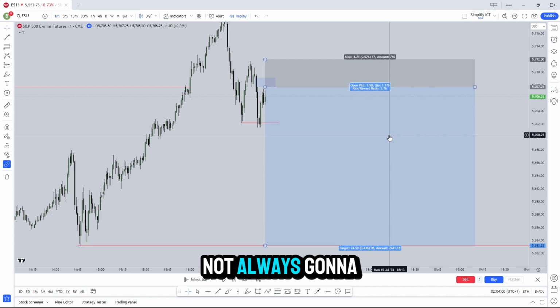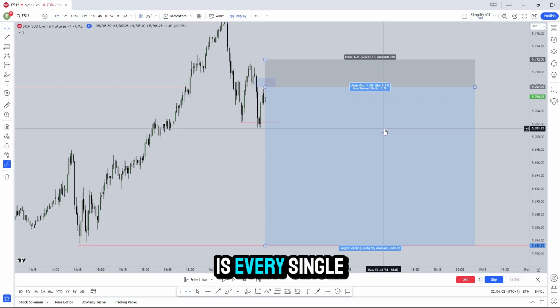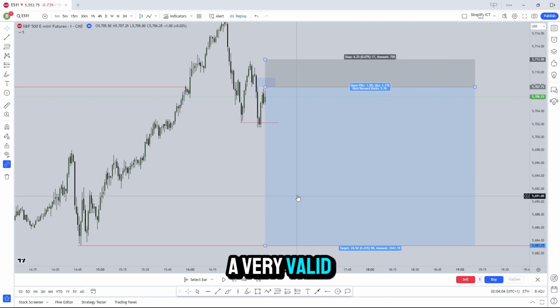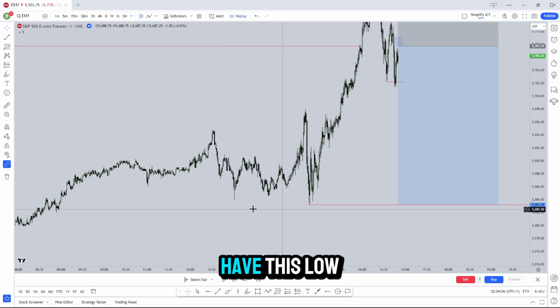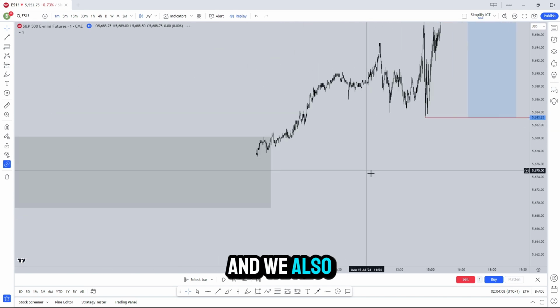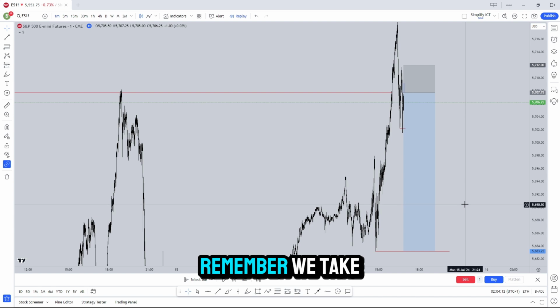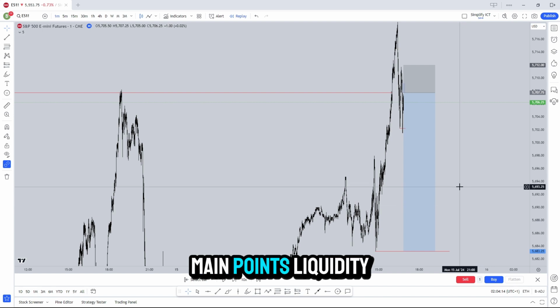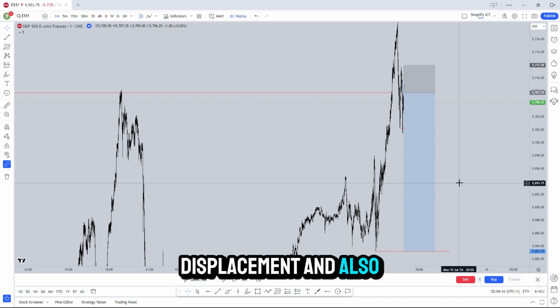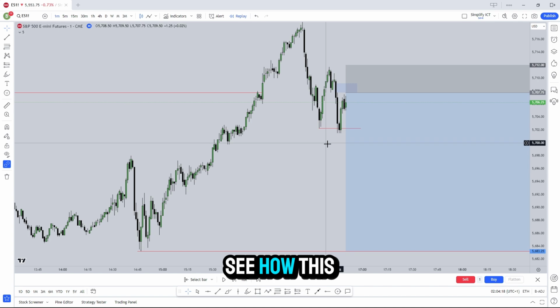Now remember, you're not always going to be getting 1-to-5s, 1-to-6s every single day, but this was a very valid take profit because you can see we do have this low hanging fruit, and we also have the potential to drop to this major set of liquidity right here. Remember, we ticked off our 3 main points: liquidity, displacement, and also the overall narrative. So let's just see how this trade played out.